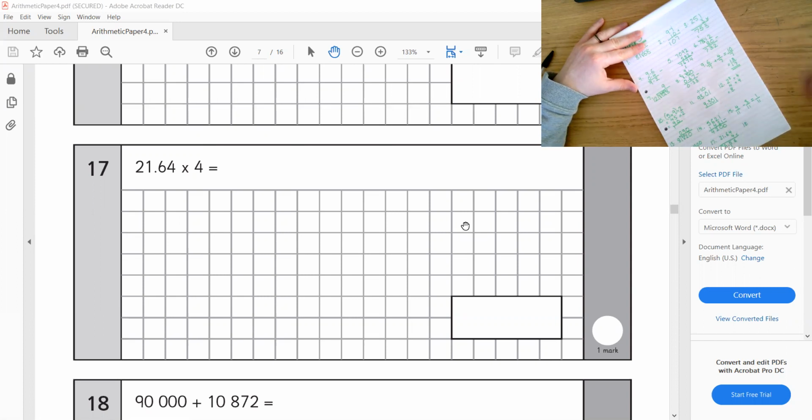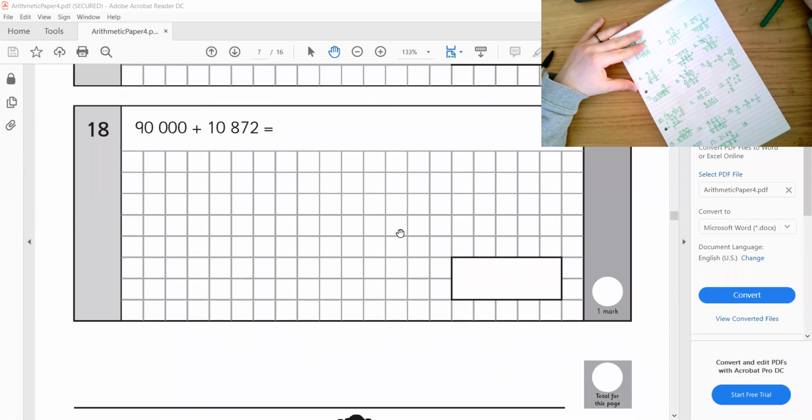Question 18. I reckon I can fit this on here. Oh, nice and easy, that one. 90,000, add 10,872. So I know that I'm going to need my next column. That's what it's testing you for, isn't it? Because I've got 90,000, 10,000, and it's telling me to add another 10,000. So this is just testing: do you know to go to the next column?